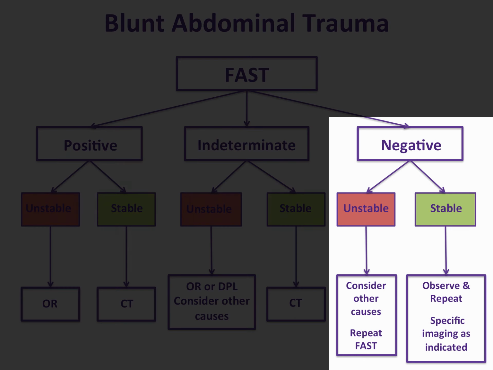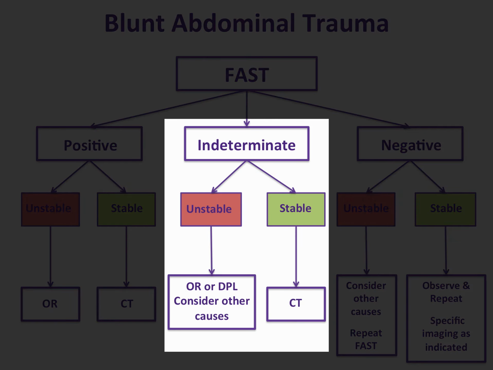If the scan is negative and the patient is stable, next management steps depend on the clinical presentation and could include observation, repeat point-of-care ultrasound, or other specific imaging as indicated. If the scan is negative and the patient is unstable, it is important to consider and rule out other causes of hypotension. In these cases, the FAST exam is often repeated. And lastly, if the scan is indeterminate, you have to proceed clinically how you would if no ultrasound was available at all. Alternate imaging, investigation, or operative management may be required depending on the case.